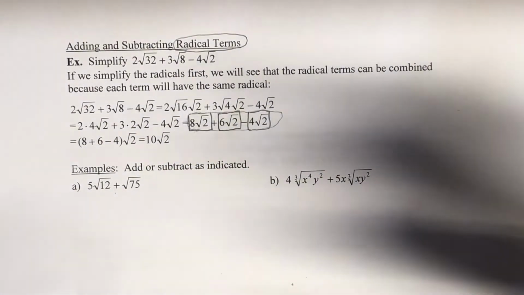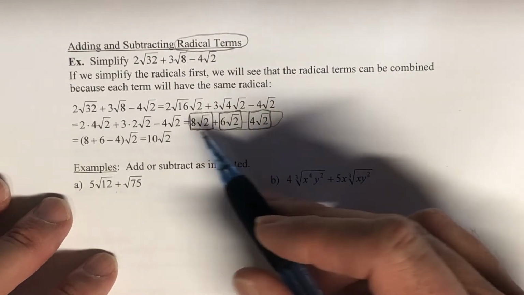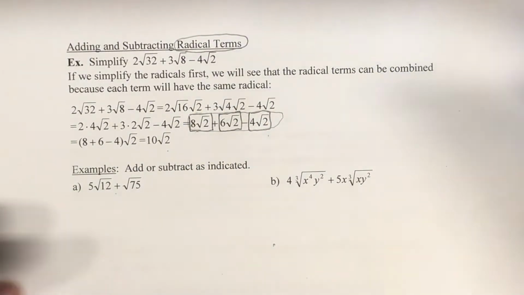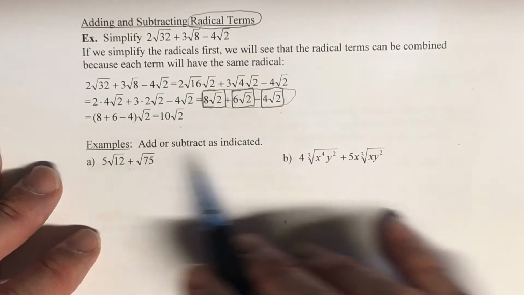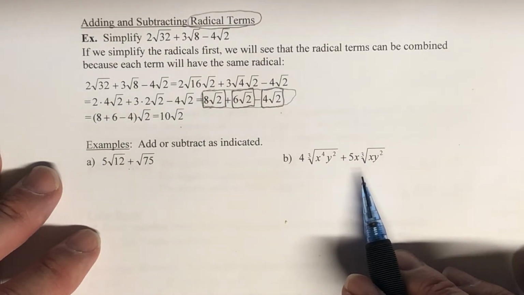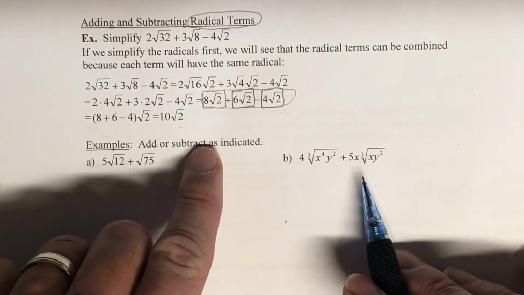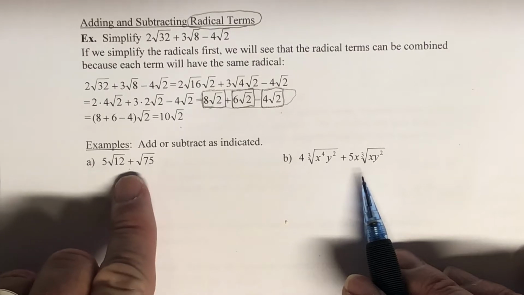And notice, just like with combining like terms, the radical 2 was the same in all of these terms, and it stayed the same in the final answer, just like it did with combining like terms. And so in the problems we're going to do in this video, the radicals are not the same and they ask us to add or subtract the radical terms, and you can see here we have two radical terms that are being added.